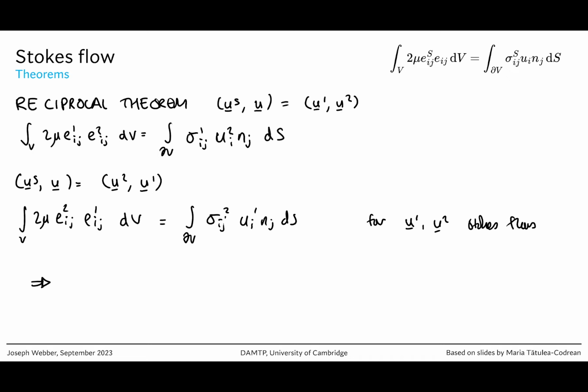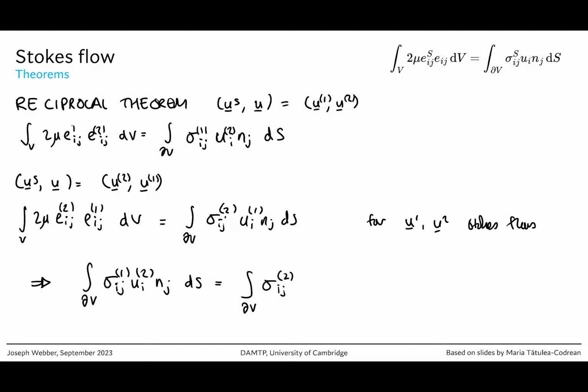That means that because these integrals here are the same, we have dv sigma ij1 ui2 nj ds is equal to, remember this is not squared, this is a 2, sigma ij. Maybe it's better to write these with little brackets just to make it really clear that we're not taking powers here. Sorry for adding the time, but hopefully that gives you a little bit of time to take this in. There, ambiguity gone. And this is the reciprocal theorem.